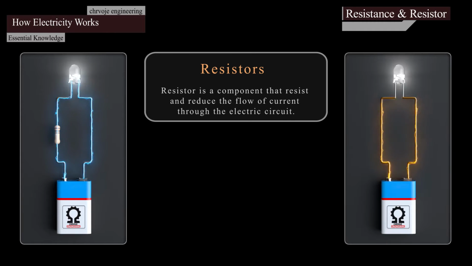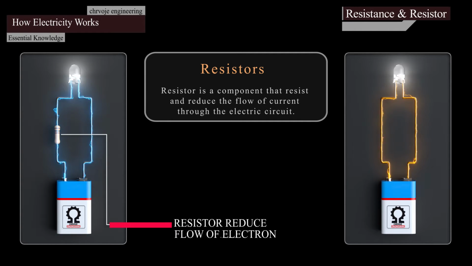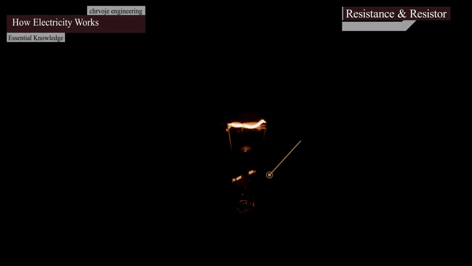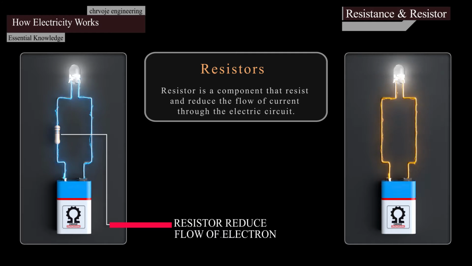Resistor is a component that resists and reduces the flow of current through the electrical circuit. The resistor's purpose is to protect other components from too many electrons flowing through it. Or it can also be used to create light and heat, such as an incandescent light bulb. You will find out more about resistors in one of my previous videos.